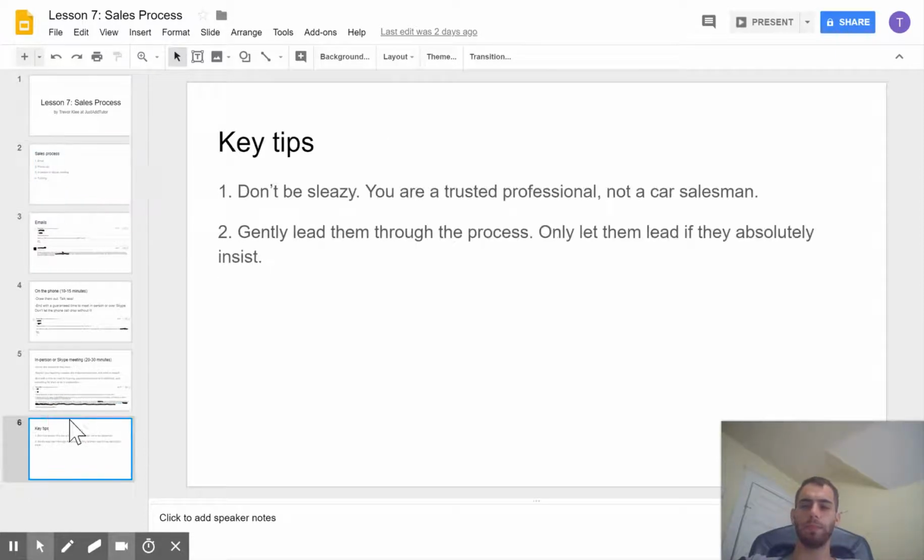Key tips. Don't be sleazy. Act like a doctor, someone who is a trusted professional. Gently lead them through the process. Lead them, but don't hard sell them. And that's how you sell yourself as a tutor.